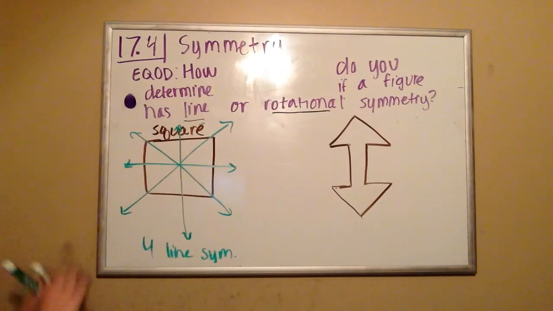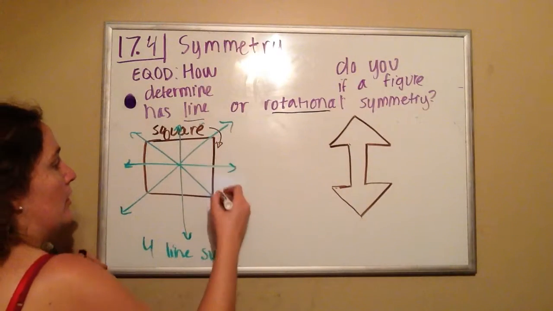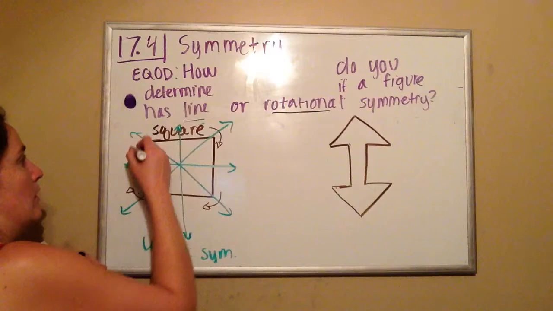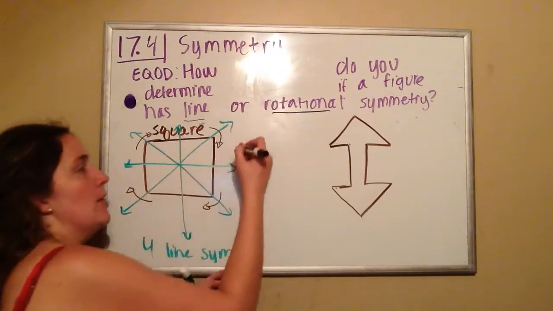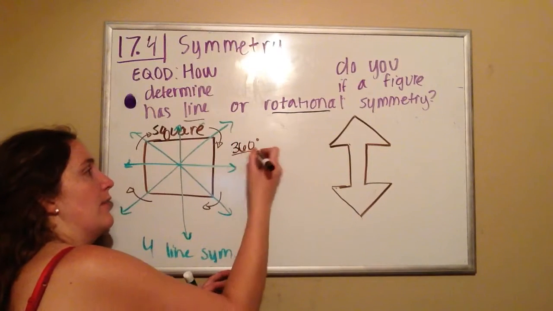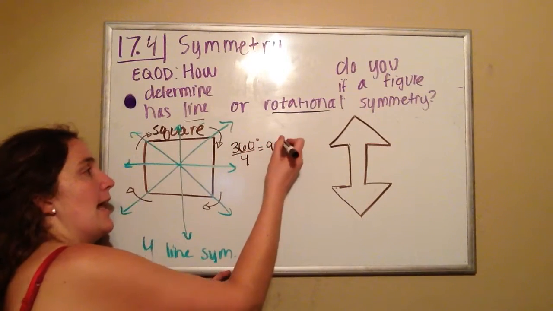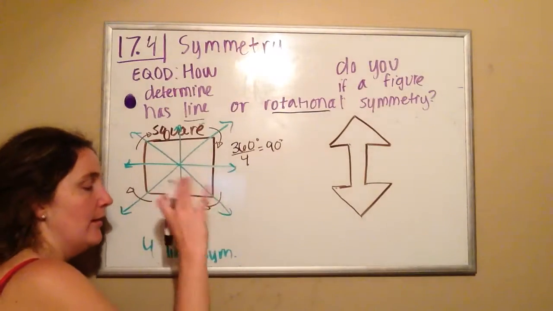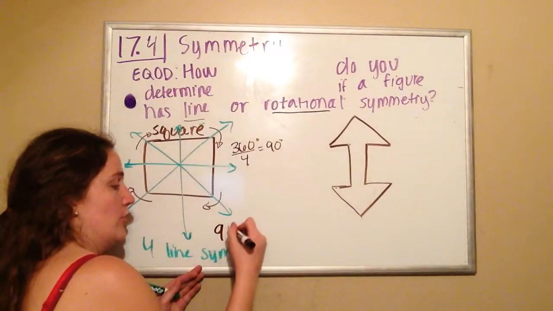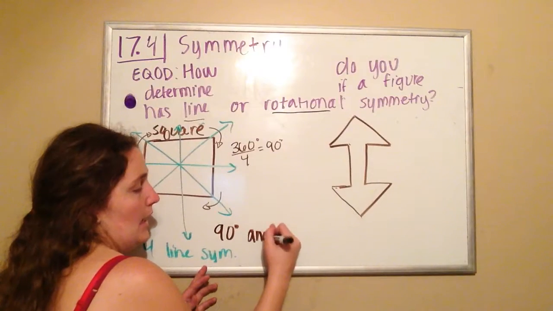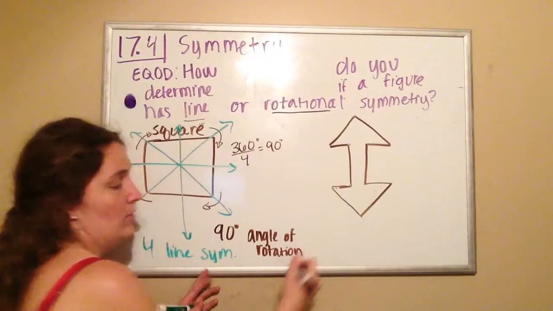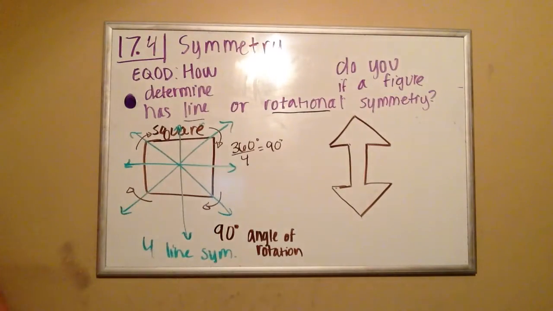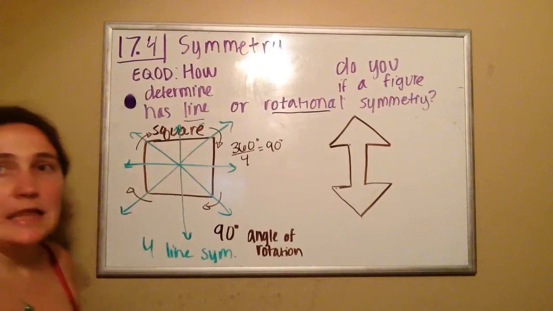Rotational symmetry, a square, 90 degrees, 180. If you turn it, there's 4 different times that you could turn it where it looks the same. So that's 360 degrees divided by 4, which means that every 90 degree turn, you have rotational symmetry. So there's a 90 degree angle of rotation. This next one is arrows, line symmetry.